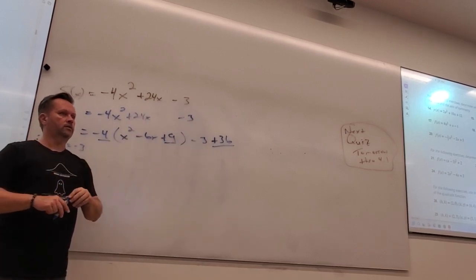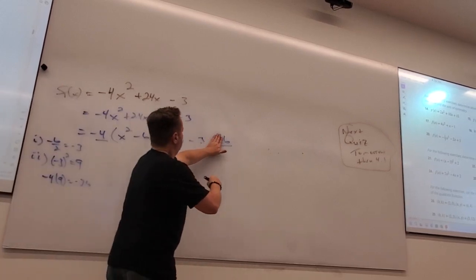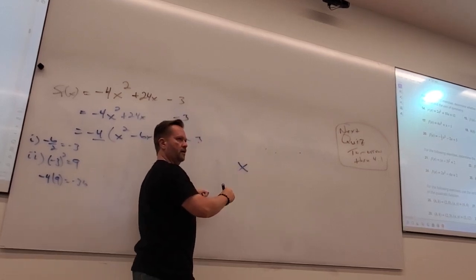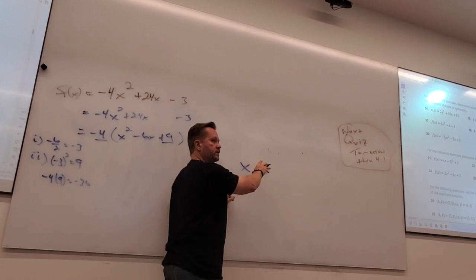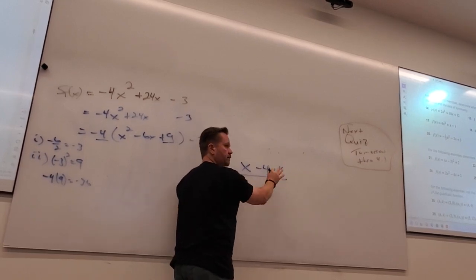Yes? But where did 36 come from? So real quick. If I had x just sitting here and somebody comes along and takes 4 away and I want to keep it the same, I'm going to add 4, correct? Right. Okay, good. So that's the same as x.